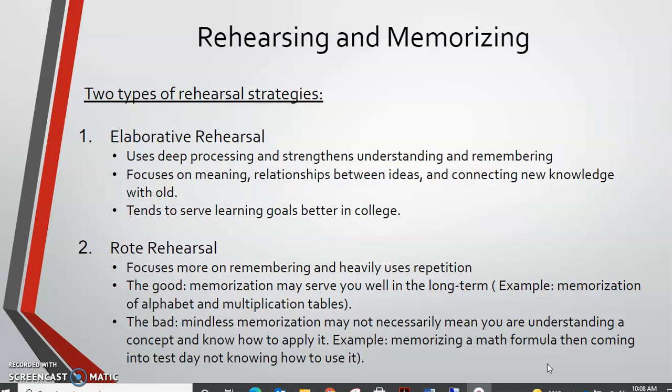So elaborative rehearsal can be more beneficial when you're really trying to understand concepts and make a deeper connection. Rote is good to a certain extent, again, for memorization and repetition. And you'll be able to go back and forth between these two types of strategies as you take classes or learn new information in any aspect of your life.